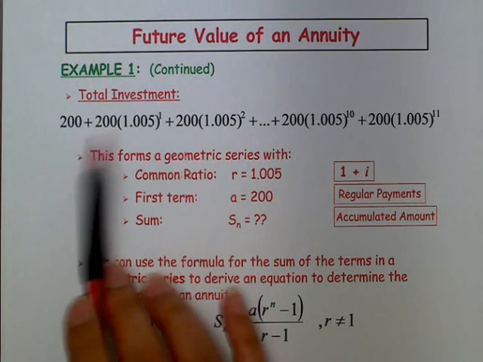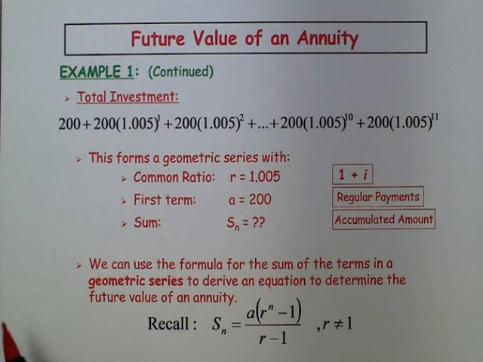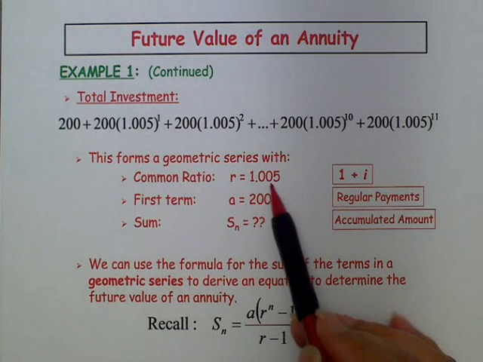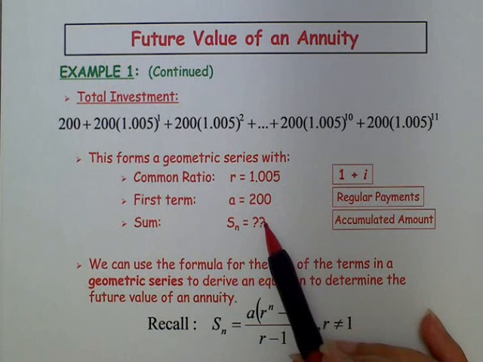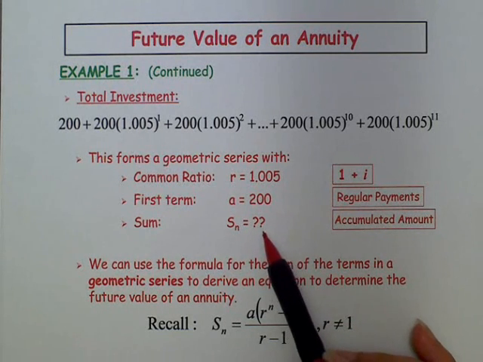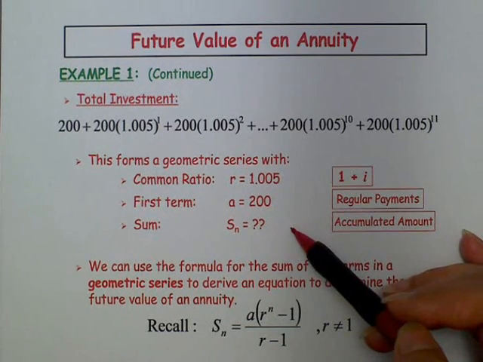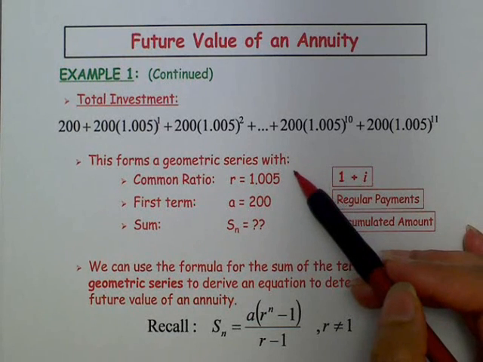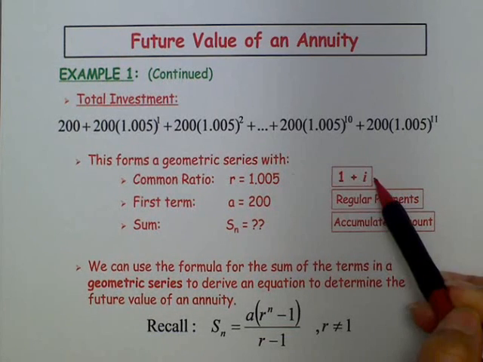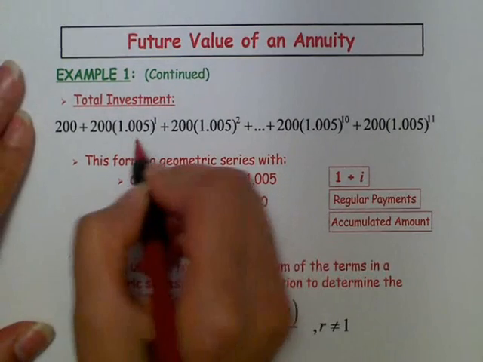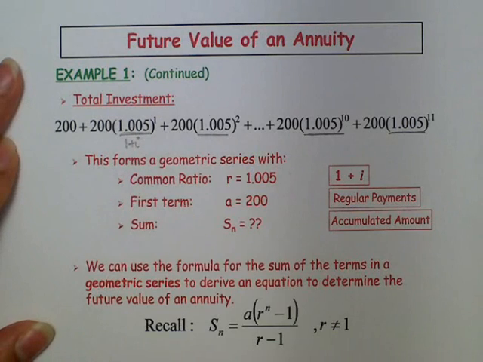So if you actually notice what happens here, this actually forms a geometric series. This is the same geometric series that we saw in the second question of the warm-up, where the common ratio is 1.005, the first term is 200, and the sum, well, the sum we know we can figure out in a few minutes. Okay? So, how are all these numbers related to the actual problem that we were looking at? Well, this 1.005 comes from 1 plus the interest rate per compounding period. So this is actually 1 plus i. So what this part here in the equation represents is 1 plus i. That's where that actually came from.